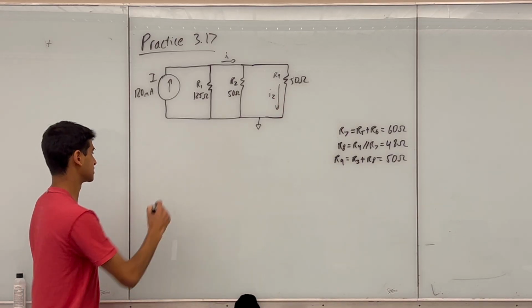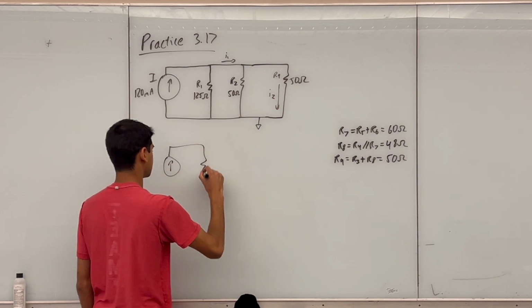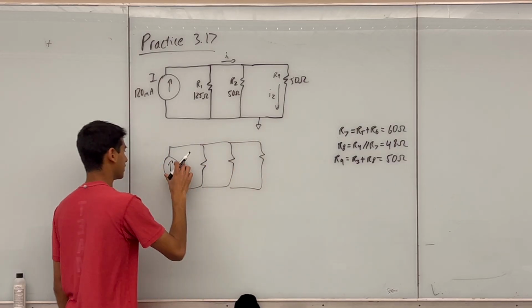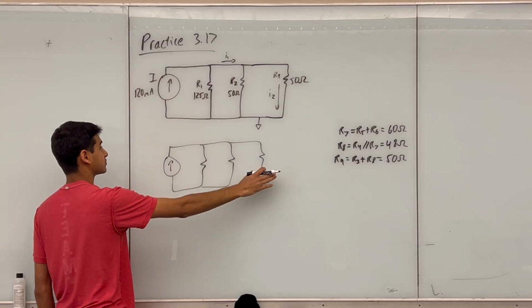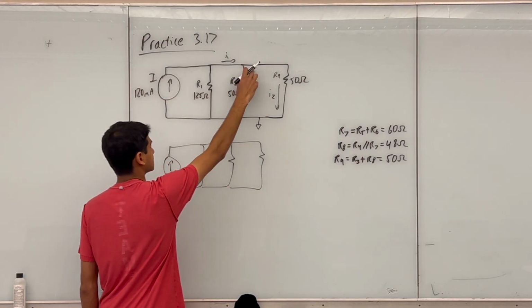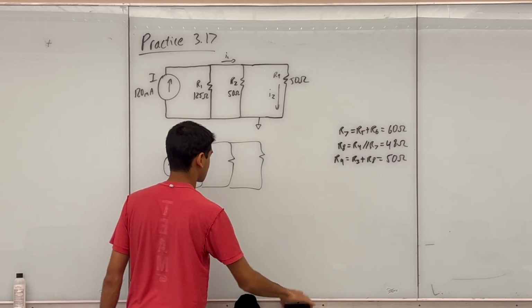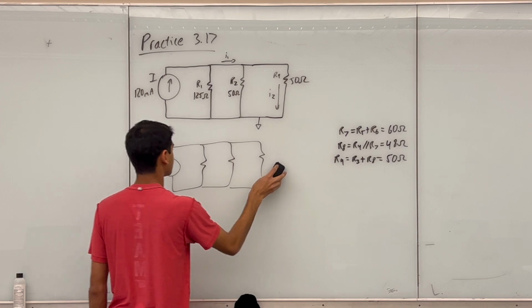And now we see that we have this in the right format for a current division, because we have one current supply here and then a bunch of resistors in parallel because they're connected to the same two nodes. So that means that I can actually use the current division formula to solve for the current I2.